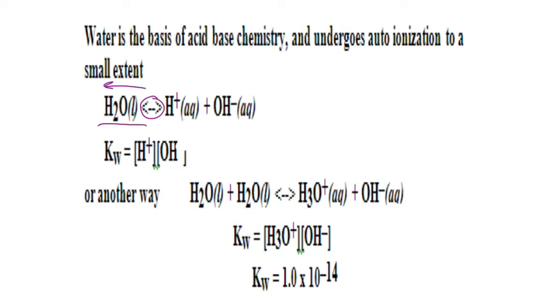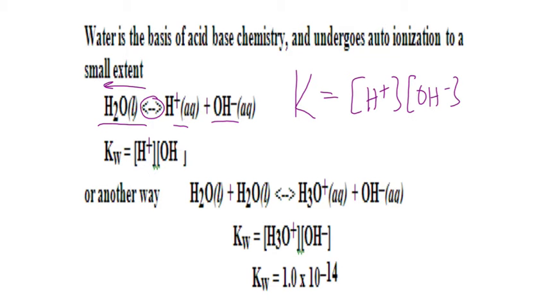So if I were to ask you to write the K expression for this, what would you write? Correct. And each raised to the 1, right? So do I put it over water? No, because water is a pure liquid. This is our equilibrium expression for water. Because it's super important and it's the foundation of the pH scale, we've given it its own little subscript called W. So that's the Kw. And the Kw of water has a value of 1.0 times 10 to the negative 14th.